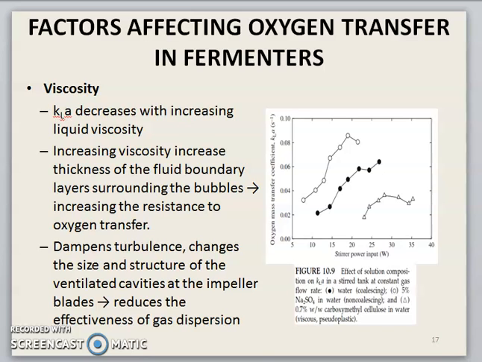It dampens turbulence. It changes the size and structure of the ventilated cavities at the impeller blades, which later reduces the effectiveness of gas dispersion. Therefore, we need to avoid this increase in viscosity in the fermentation. The plots here show the effect of solution composition on K_La in the stirred tank reactor at a constant gas flow rate.